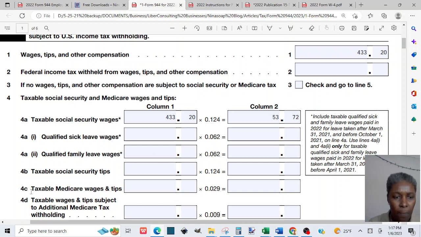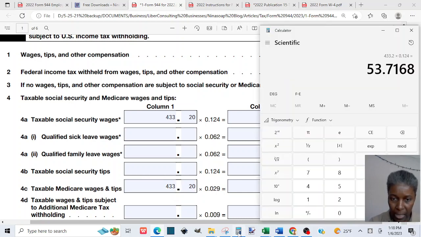Line 4C, taxable Medicare wages and tips. You will put the total payroll subject to Medicare in column 1, and you'll apply 2.9% on it, and that tax will go in column 2. And 2.9% is 1.45% withheld from the employee's salary, and the employer pays 1.45%. Both combined is 2.9.